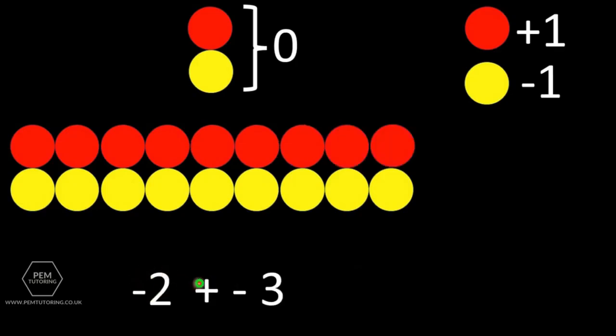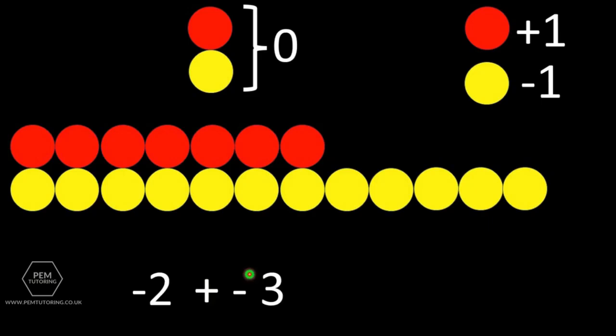So now we have -2 plus -3. So if we take away 2 red counters, and then add 3 negative ones, so -3. So we add in -3. So that's what that means. So we added another 3 yellow counters. And what we have here is then going to be 1, 2, 3, 4, 5. So that's -5. So -2 plus -3 will give us -5. So whenever we have a negative number and we add to that another negative number, we go further down. So we get -5.